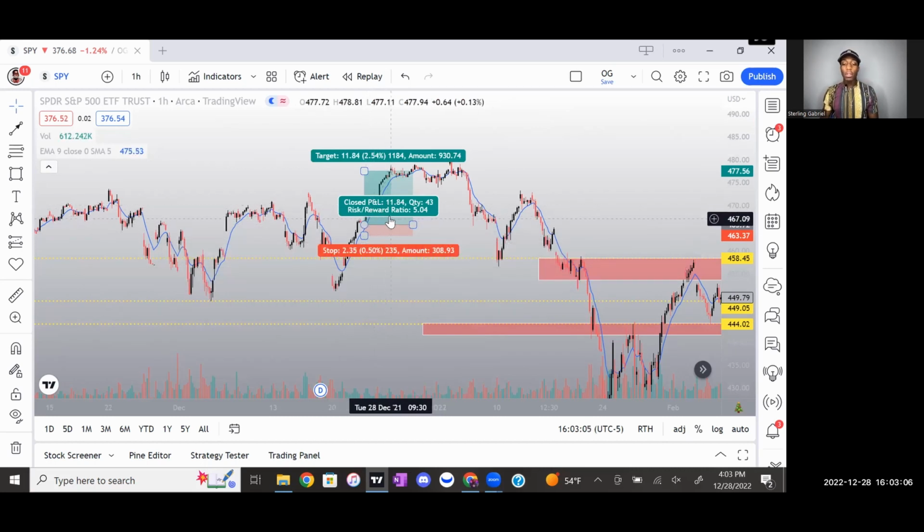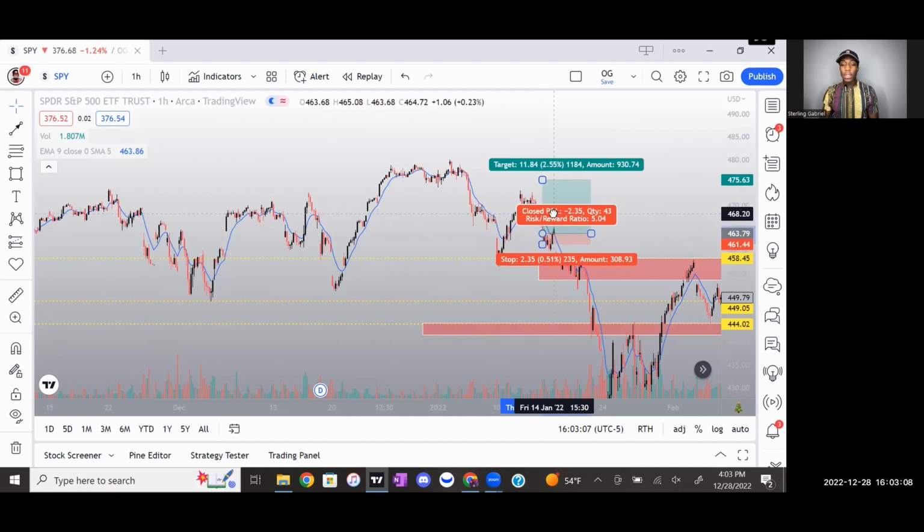Because in this scenario, it looks good, right? But say you decided to buy over here. Say you decided to buy when you saw price bouncing off of here, off this level.